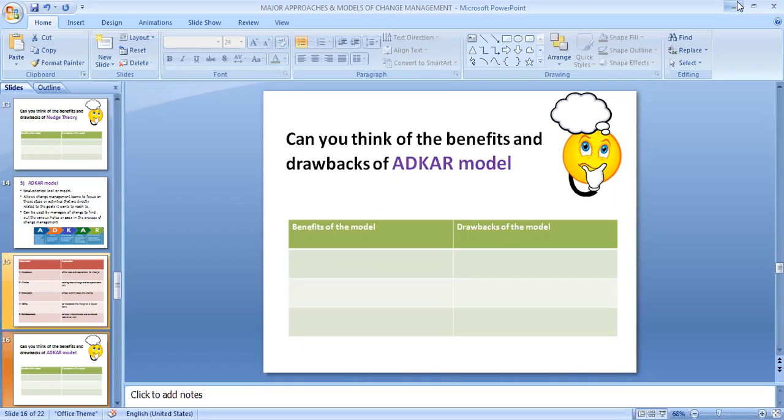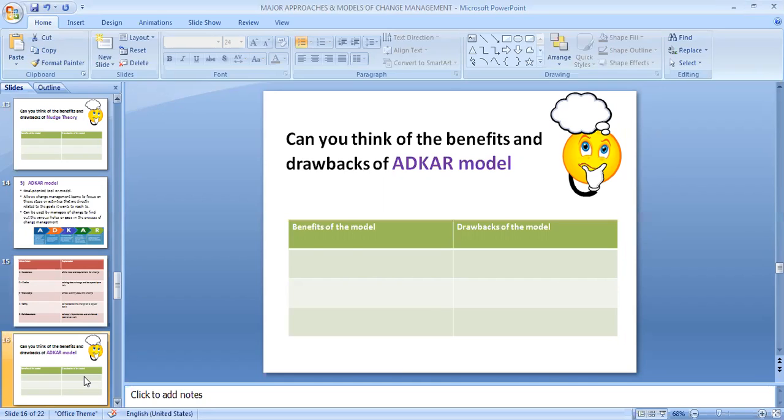So what would be the drawbacks of the model? I'll tell you one. I hope you have listed down some. Since this is a sequential model again, that's a problem. You have to make sure that you maintain the sequence. That's a particular limitation of the ADKAR model. All right. So I hope the ADKAR model is clear for you all.